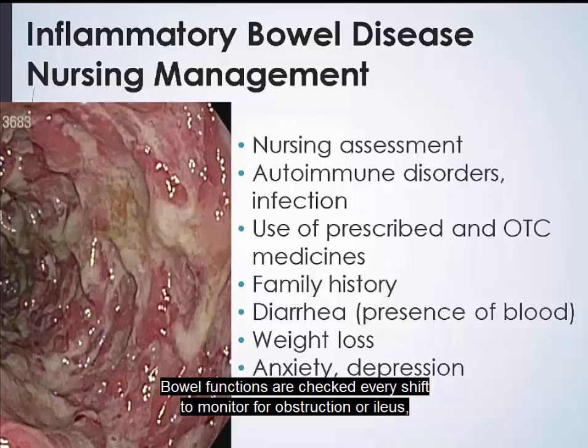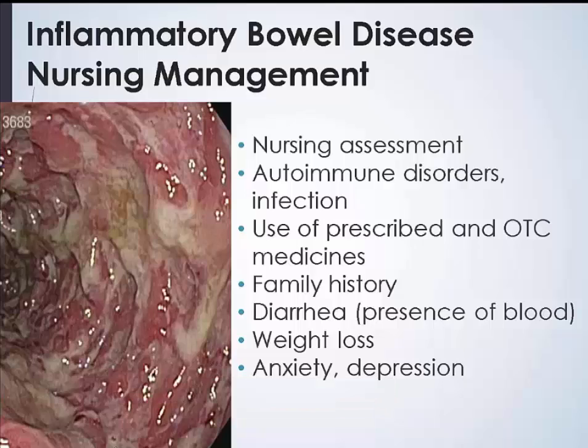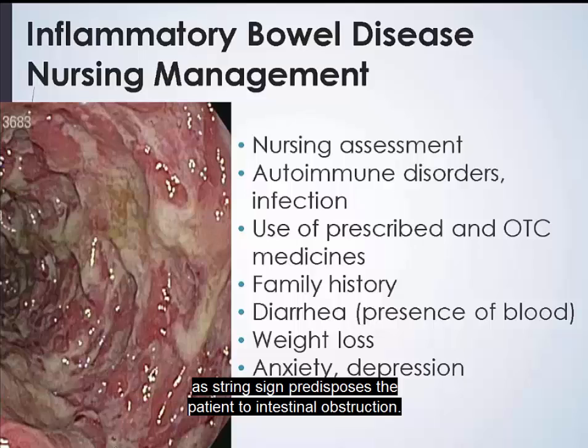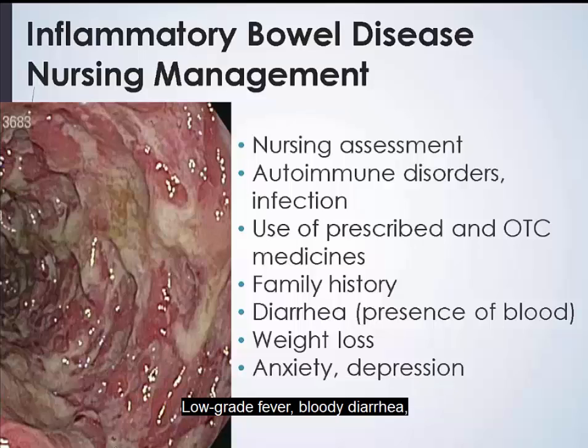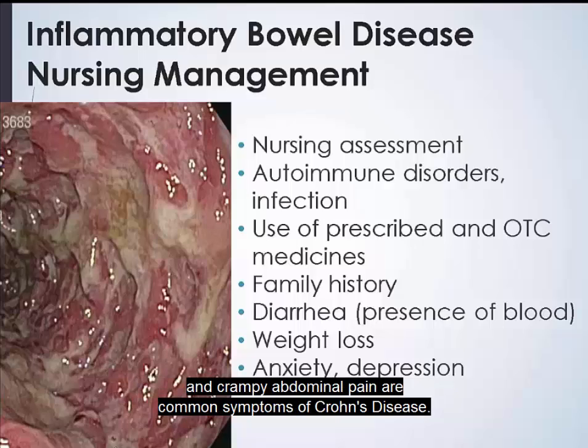Bowel functions are checked every shift to monitor for obstruction or ileus, for bowel sounds, distension, and abdominal tenderness. The presence of strictures, also known as string sign, predisposes the patient to intestinal obstruction. Abdominal distension may indicate that the patient has developed an obstruction of the large bowel, and the patient's healthcare provider should be notified right away. Low-grade fever, bloody diarrhea, and crampy abdominal pain are common symptoms of Crohn's disease.